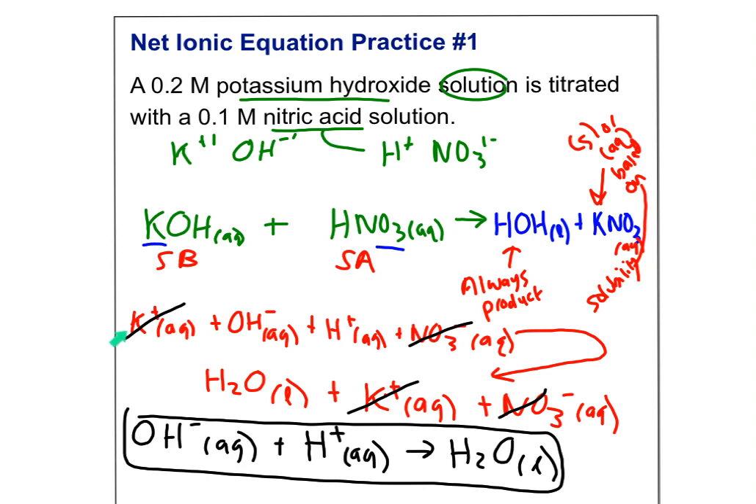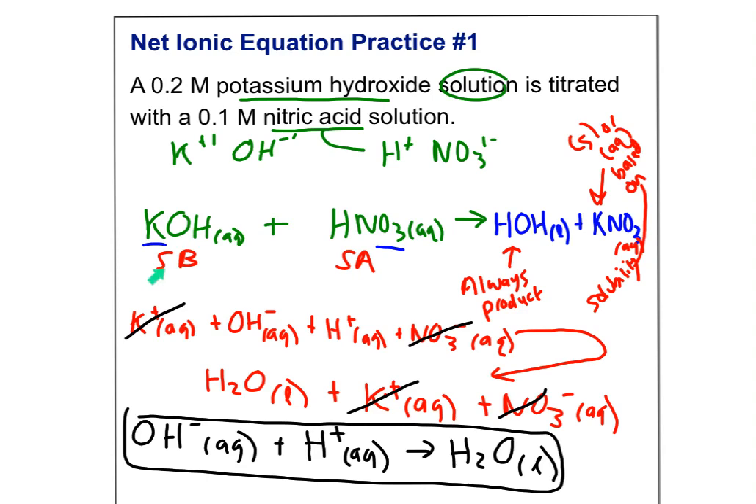So we know that strong bases and strong acids break apart 100%. So I'm going to split this into the ions K+, OH-, H+, NO3-, and then my products, we can't break apart liquid, so H2O liquid, and this is soluble, so it's aqueous based off solubility rules, so K+ and NO3-. I cross off K+, NO3-, my spectators.